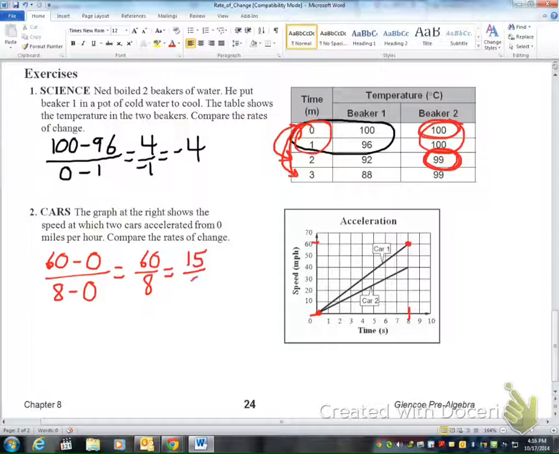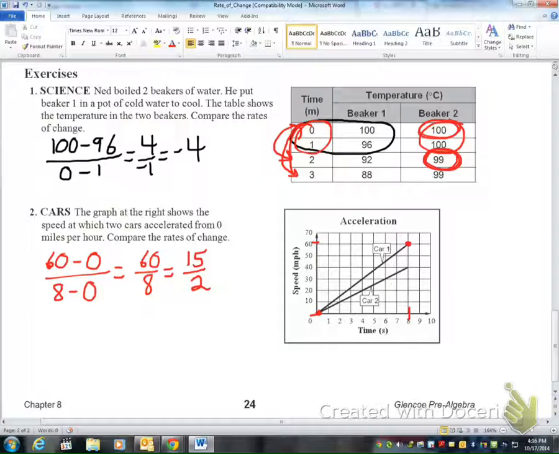15 over 2 when I divide by 4. So our rate of change here is 15 over 2, and we're going to leave it as an improper fraction instead of changing it to a mixed number. And we'll talk about that a little bit more when we get into writing equations. So this has a rate of change of 15 over 2. So its speed is increasing by 15 miles per every 2 seconds.